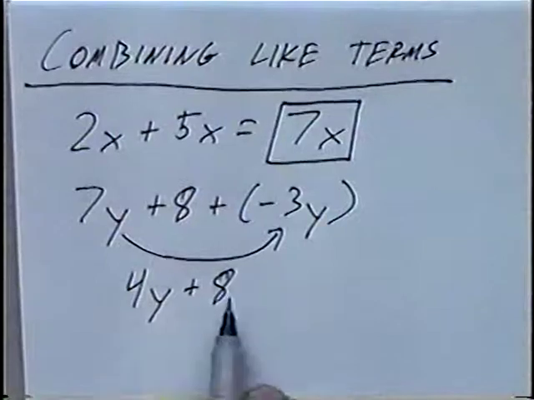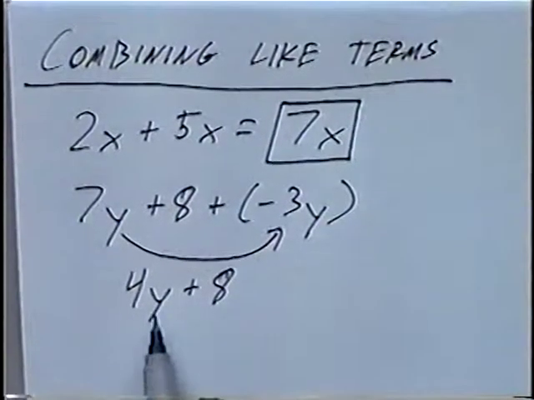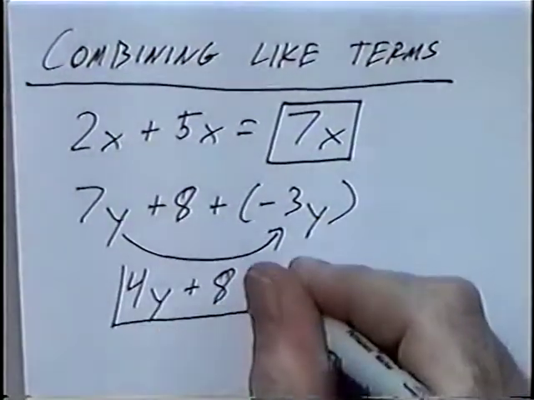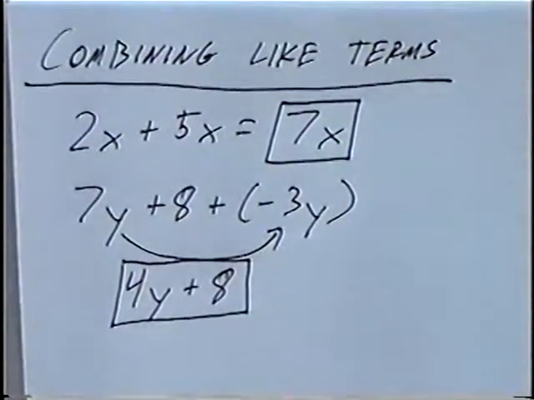Variables and numbers we cannot combine. They are not like terms. They do not have the same variable. So our final answer would be 4y plus 8.